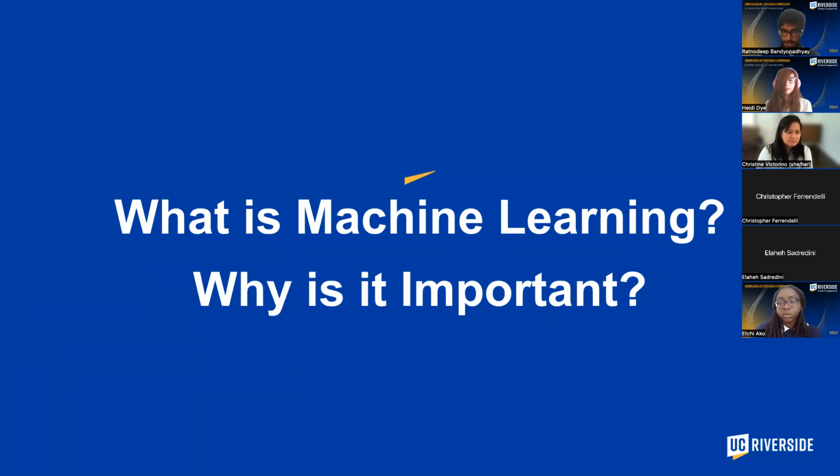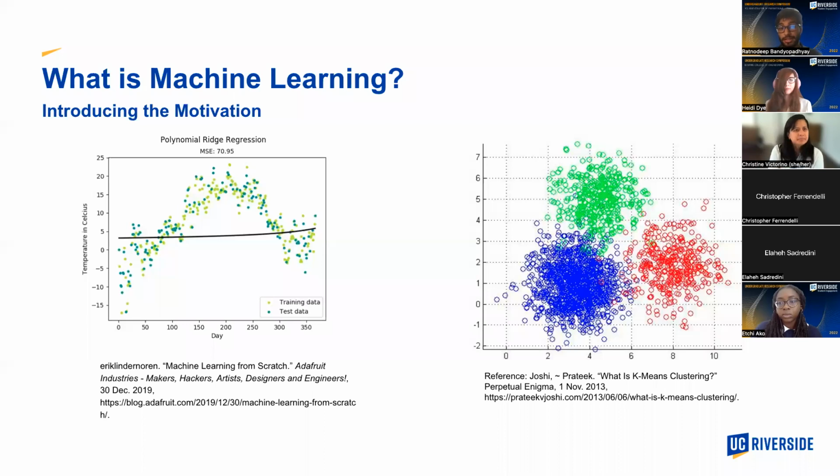So to do that, let's first discuss what machine learning is and why it's important. Machine learning is a compilation of mathematical tools that can be used to analyze data. This analysis can be used to predict the behavior of future data or extract some otherwise obscure information from it. And there are a number of applications of machine learning.